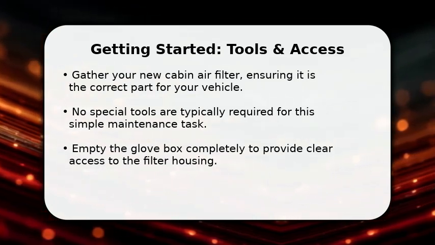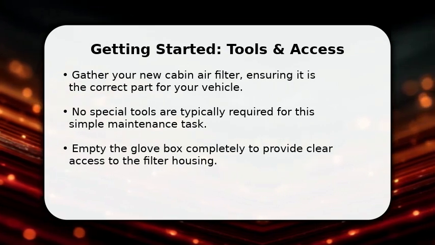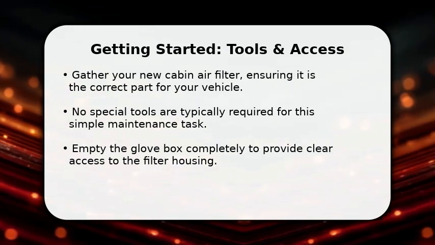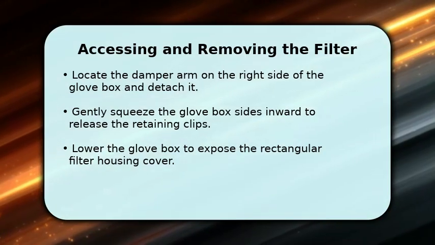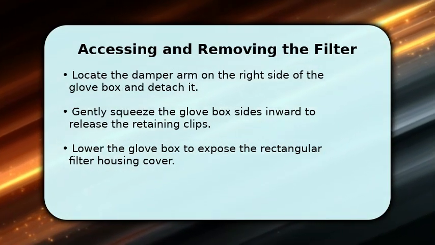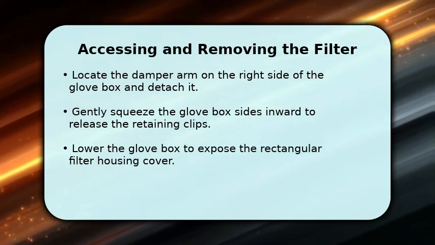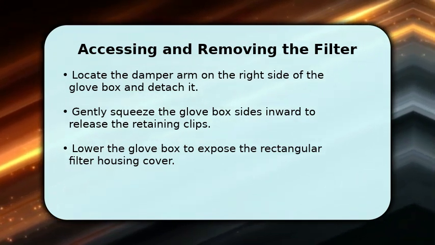Begin by opening your glove box and removing all its contents to clear your workspace. This simple step ensures easy access. Now, let's get to the old filter. On the right side of your glove box, you'll find a small damper arm. Gently detach it from its peg.